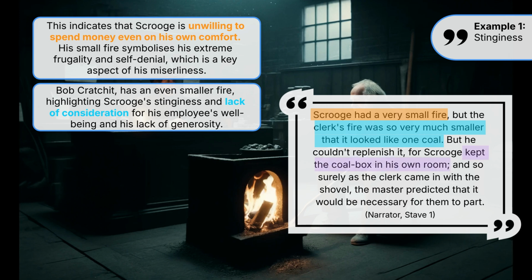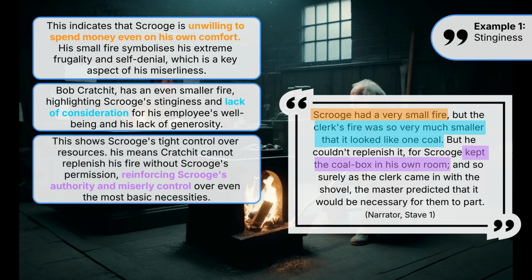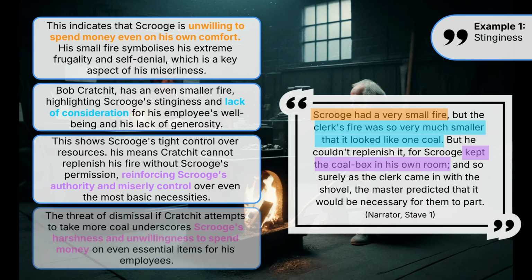Scrooge keeps the coal box in his own room, showing his tight control over resources. This means Cratchit cannot replenish his fire without Scrooge's permission, reinforcing Scrooge's authority and miserly control over even the most basic necessities. Furthermore, the threat of dismissal, "it would be necessary for them to part," if Cratchit attempts to take more coal underscores Scrooge's harshness and unwillingness to spend money on even essential items for his employees.